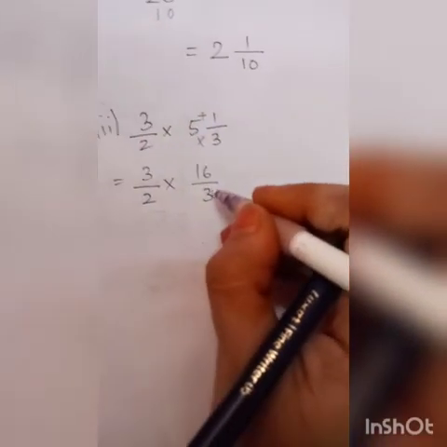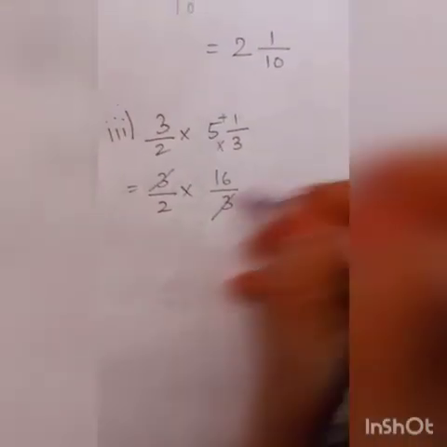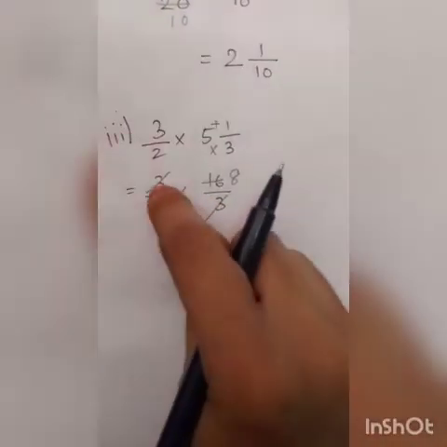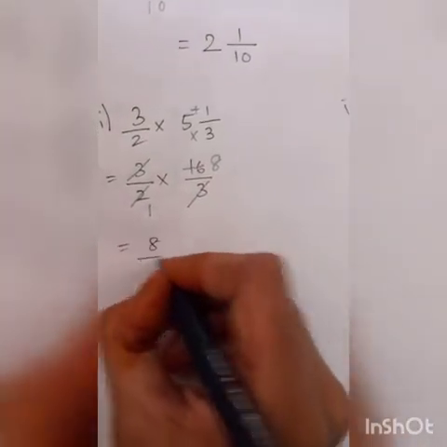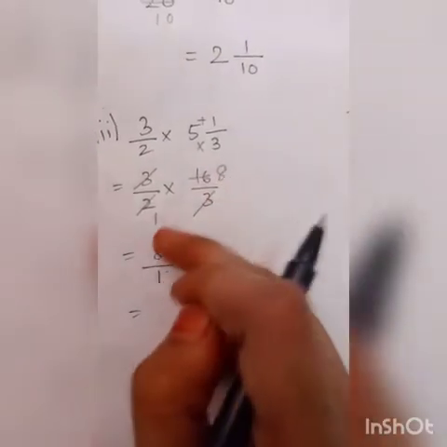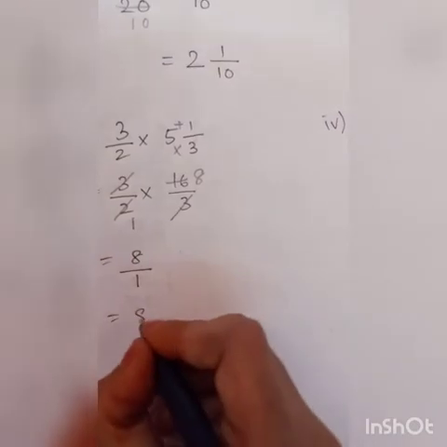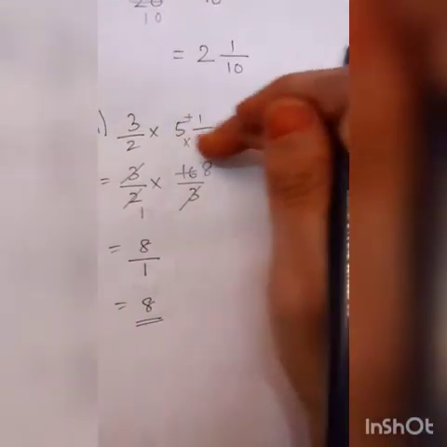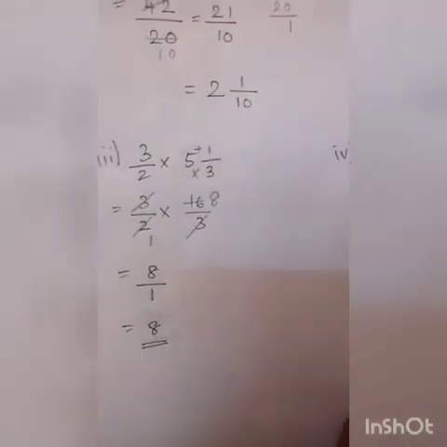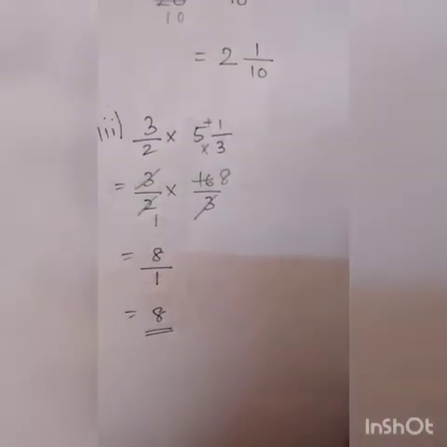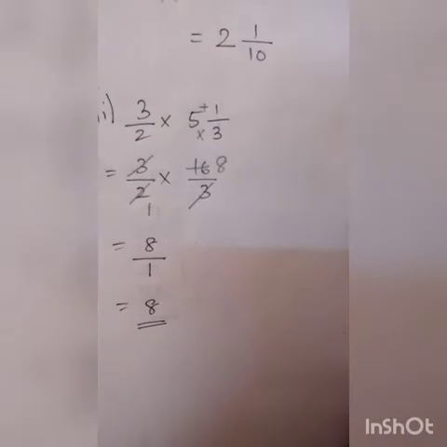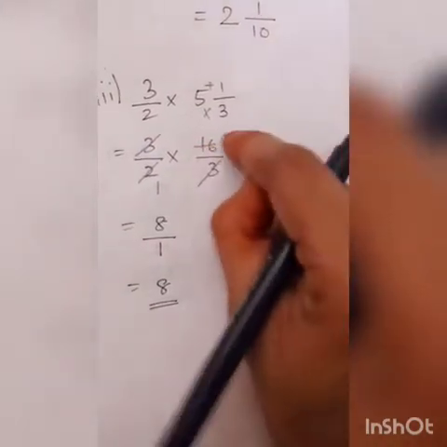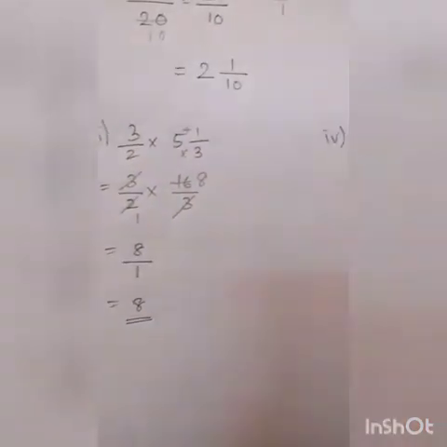See, 3 3 cancel, 2 1 times, 8 2s are 16. So 8 divided by 1. 8 by 1 is 8. So answer is what? 8. Actually what I am doing is converting this mixed fraction to improper. 5 3s are 15 plus 1, 16 by 3. 3 cancel. 2 1 times, this 8 times. So 8 by 1, 8 is our answer.